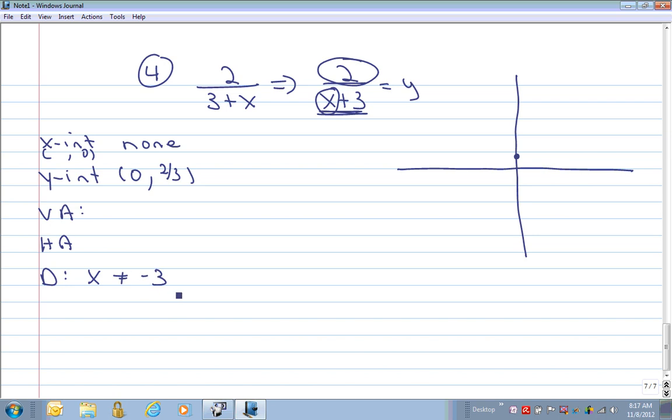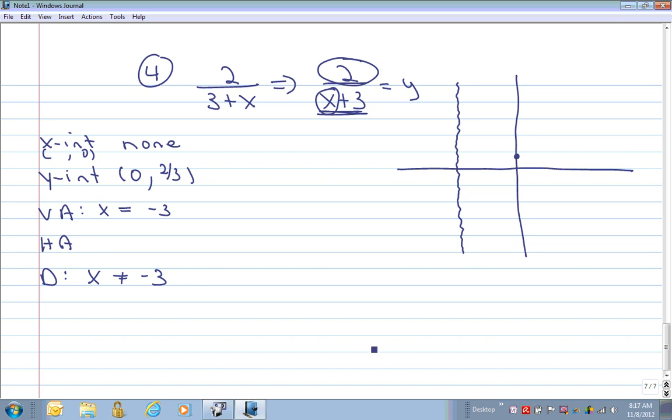It can't be -3 because it would create a 0 in the denominator, which would be undefined. And because that value is undefined, it creates a vertical asymptote. So our vertical asymptote is x equals -3. I'm going to go over here to the right, and with a little squiggly line, I'm going to draw in my vertical asymptote. Asymptotes are really straight lines. I'm squiggling it just to distinguish the difference on this particular video. So here's my vertical asymptote, so you know it's not the axis.